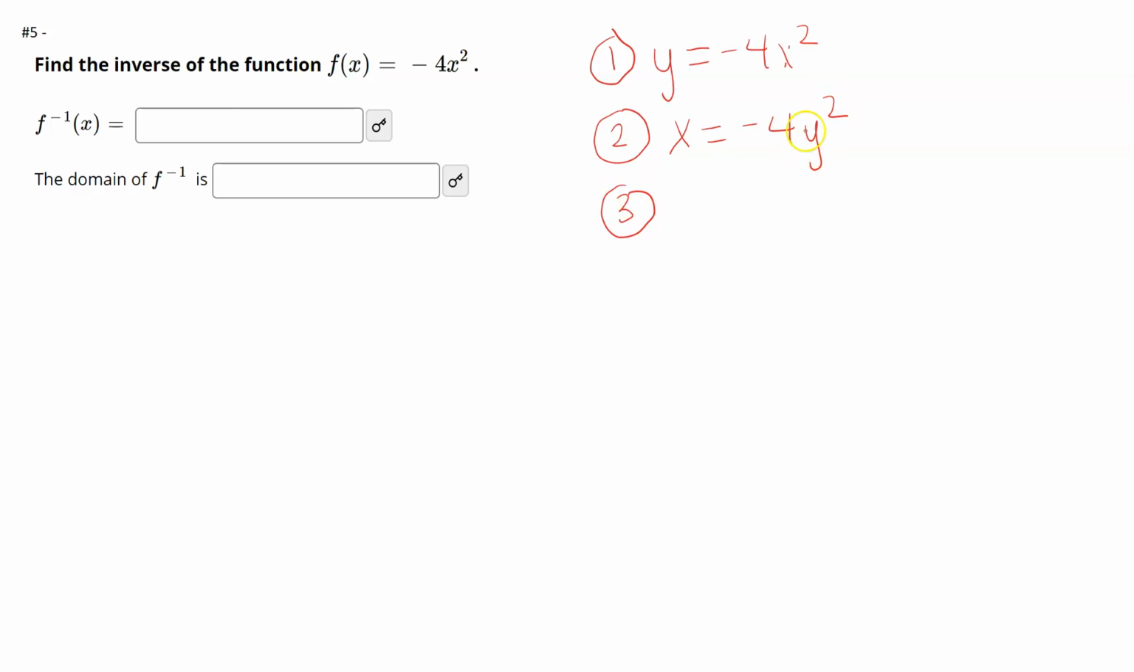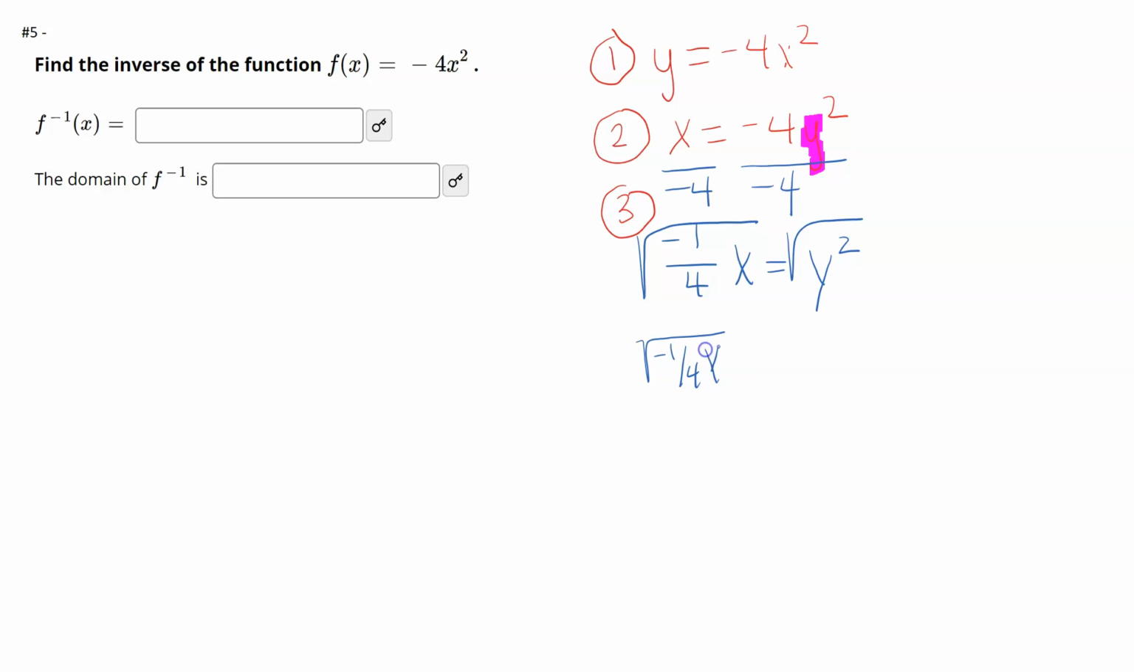Three, you want to solve for the new y. So you want to get this y completely by itself. To solve for that, I'm going to first divide by negative 4 on both sides. So I get negative 1/4 x equal to y squared, and then I'm going to square root both sides. So that gives me the square root of negative 1/4 x is equal to y, and that would be your inverse function.